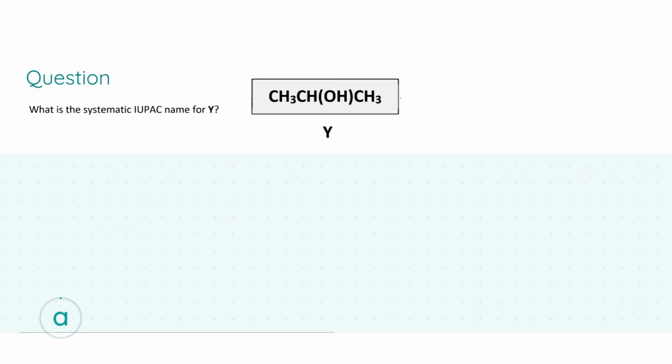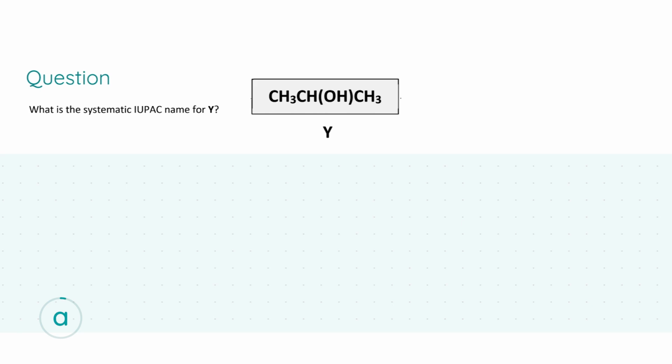Okay. So question A asks us, what is the systematic IUPAC name for Y? IUPAC stands for International Union of Pure and Applied Chemistry. You don't need to know that, you should just kind of know what IUPAC means. When it asks for this name, it basically wants the name in an English word. So let's have a look at it.